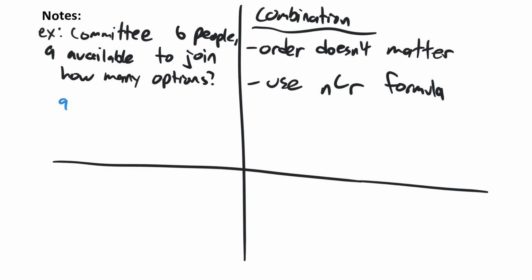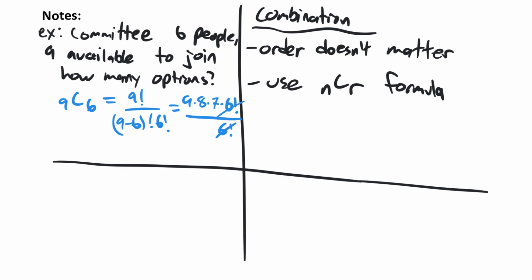Okay, so you should have 9C6 because there's 9 people to choose from and you only need 6 of them. This will be 9 factorial over 9 minus 6 factorial, 6 factorial. 9 times 8 times 7 times 6 factorial, and here we'll have 3 times 2 times 1. Then we can cross off the 3 with the 9, the 2 with the 8. So we have 3 times 4 times 7, and that will give us 84. Now you could also do this with a calculator, but this is how you do it without a calculator.